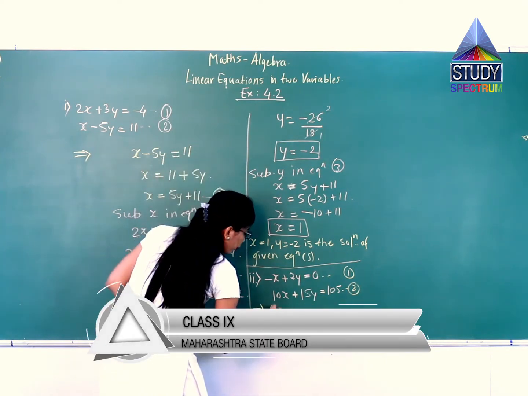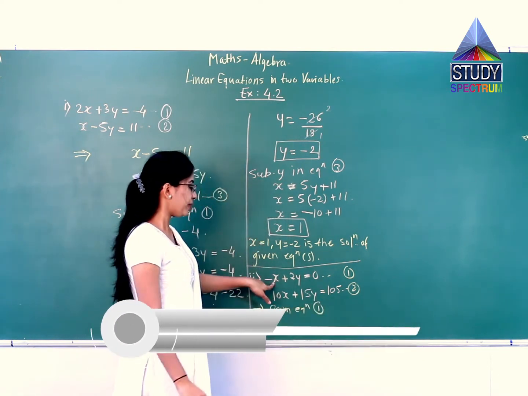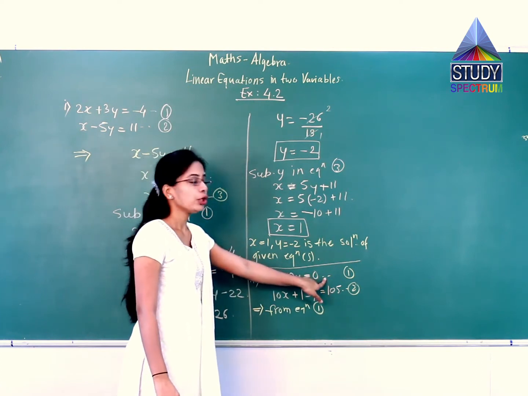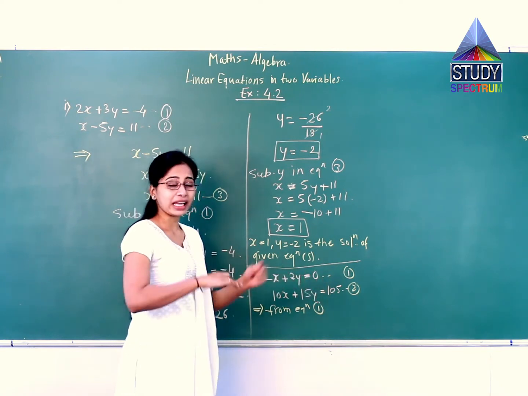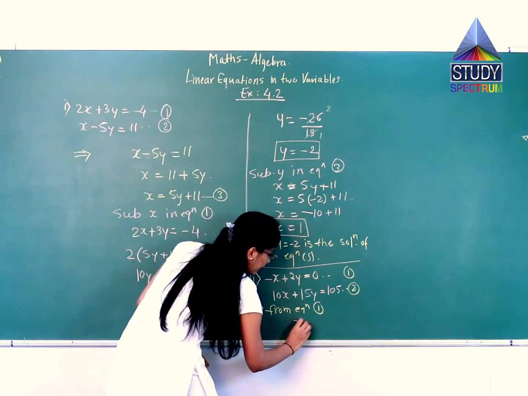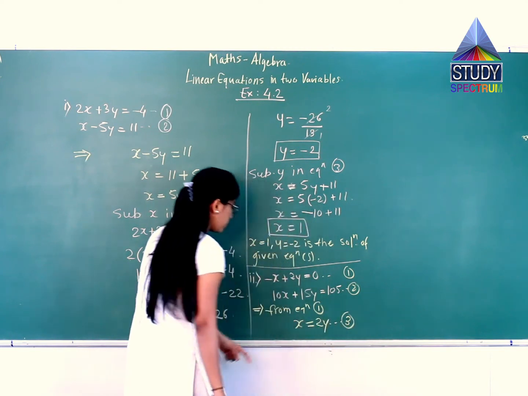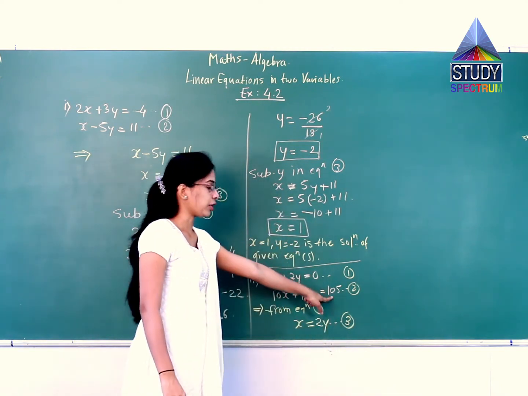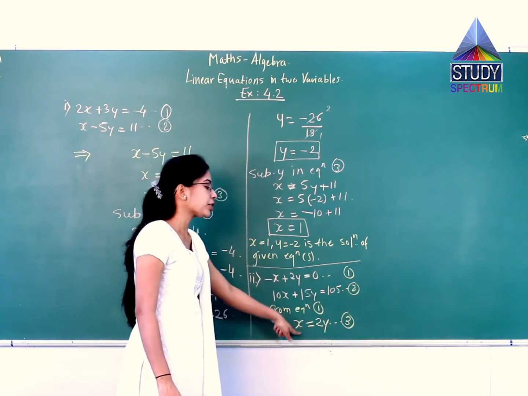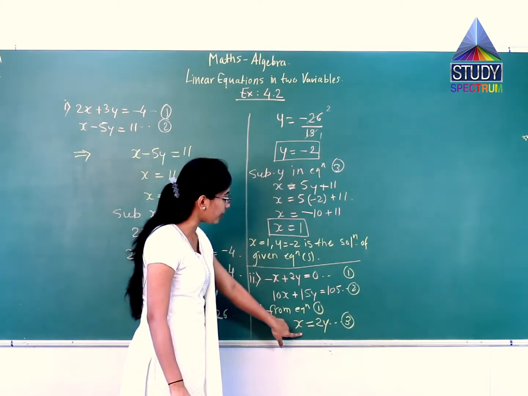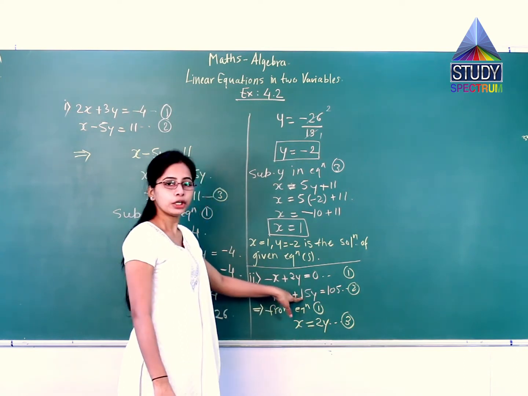We can write from equation 1, what I will do, I will transfer this minus x on the right hand side, so it will become plus x. So actually we will get 2y is equal to x, but we can interchange the sides. So directly I will write x is equal to 2y, and this is my equation number 3. So we will substitute this in equation number 2. Why are we substituting in 2? Because equation 3 we got from equation number 1. So equation 3 is nothing but a different form of equation 1 only. So we will substitute this in equation number 2.